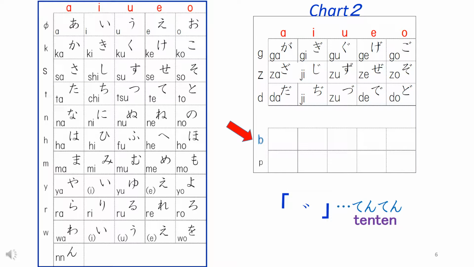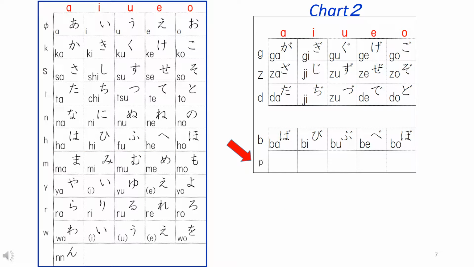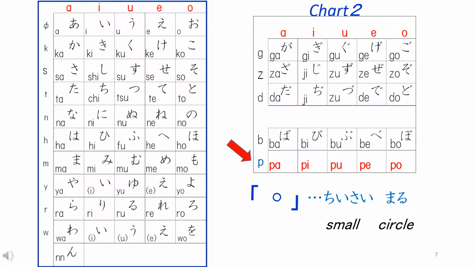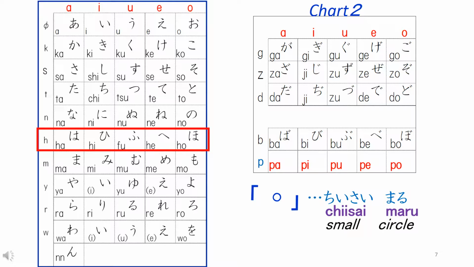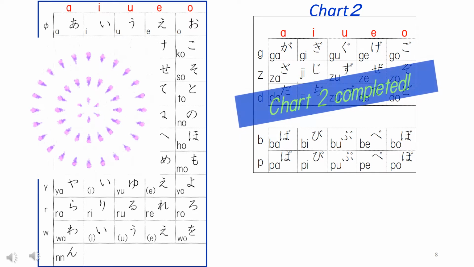This is b, b. So, ba, bi, bu, be, bo. The hiragana are ba, bi, bu, be, bo. Next is p, p. Pa, pi, pu, pe, po. In this line, small circles called chisai maru are added to the upper right corners of each hiragana. The hiragana are pa, pi, pu, pe, po. Yes, chart 2 complete.